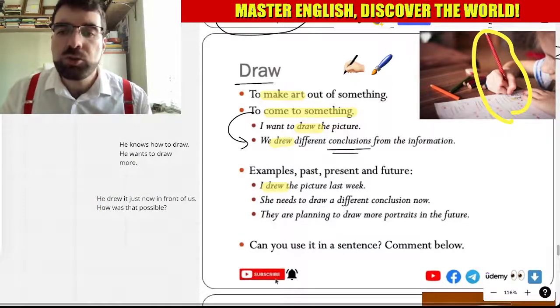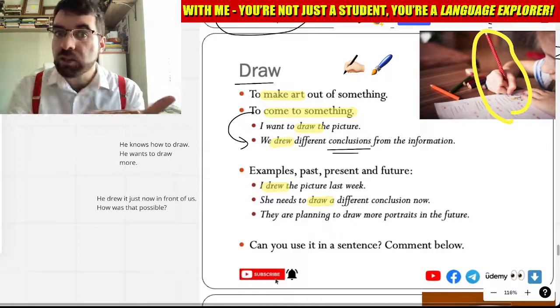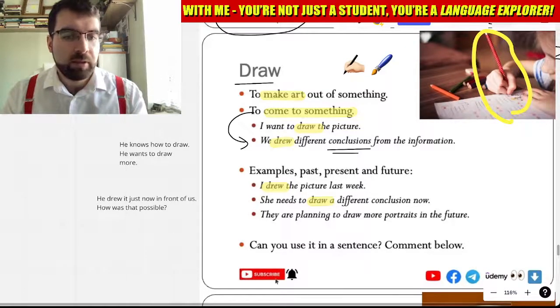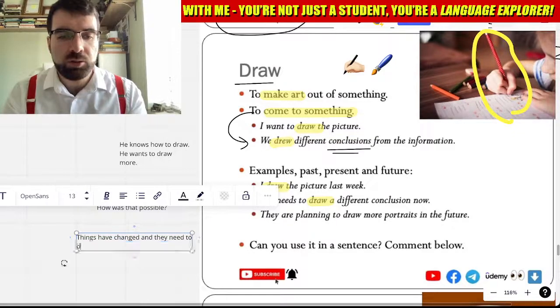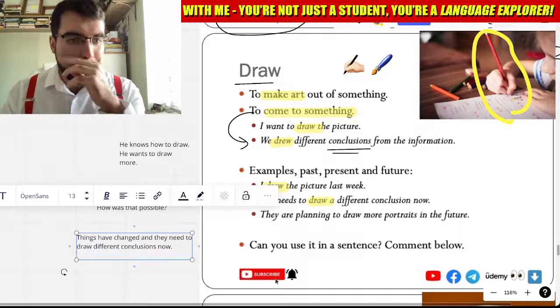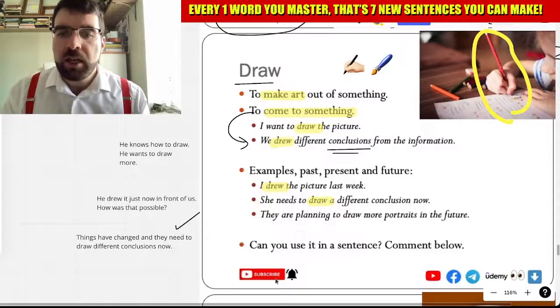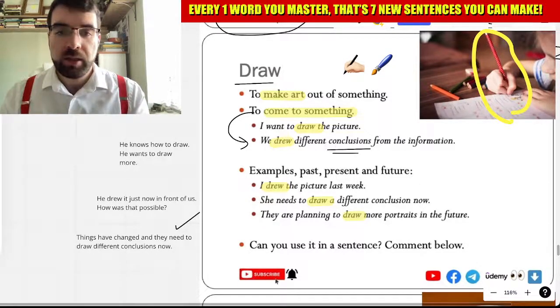She needs to draw a different conclusion now. Things have changed and the conclusion has to be drawn differently. Things have changed and they need to draw different conclusions now. Yeah. How cool is that? They are planning to draw more portraits in the future.